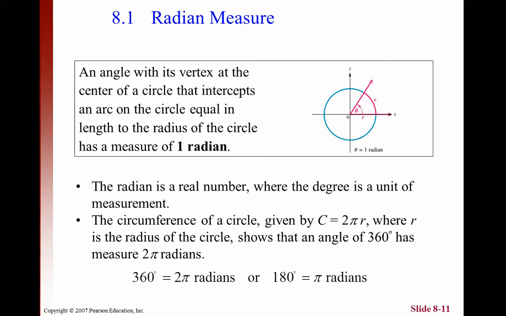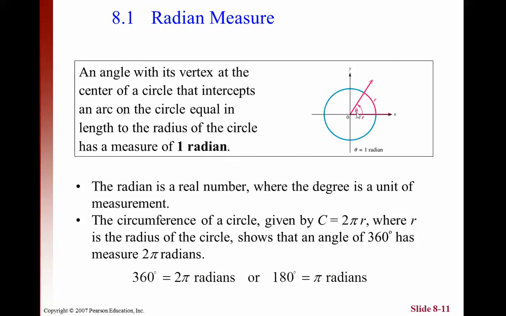Radian measure. The important part of this chapter is radian measure. We're going to be using those a lot. So this is the definition of what a radian is. It's an angle with its vertex at the center of a circle that represents an arc on the circle. This R is the arc on the circle that is equal to the radius of a circle, and that's 1 radian. So we always use a circle with a radius of 1.